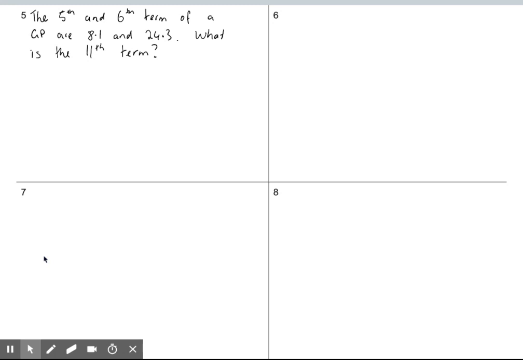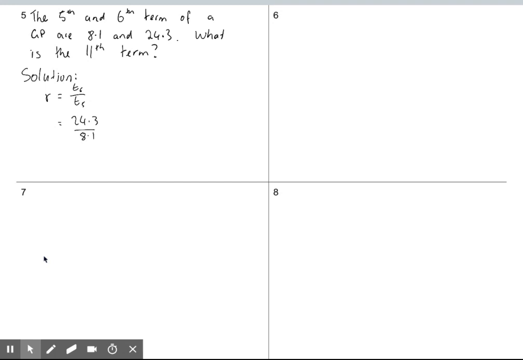Okay, so same deal. In this case, instead of a common difference, we need to work out a ratio. And once we've worked out the ratio, we can then use that ratio to work out the 11th term. Okay, here we go. So we know that the ratio, I'll spell it out a little bit again. So the solution is, the ratio is when we divide one term by the term before it.